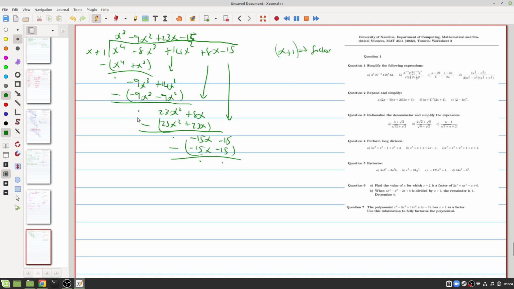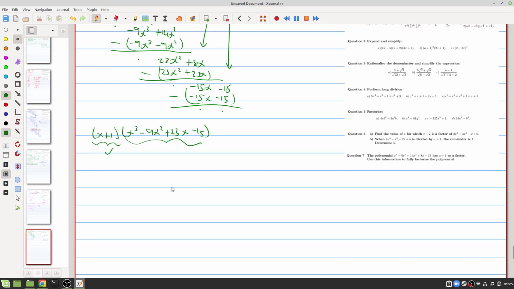divide correctly. Alright, so far we know this whole expression is then x plus 1 times x to the power 3 minus 9x squared plus 23x minus 15. So this part is already a linear factor, so that's nice, that's good. Now we need to factorize this part still. This is a little bit more difficult.